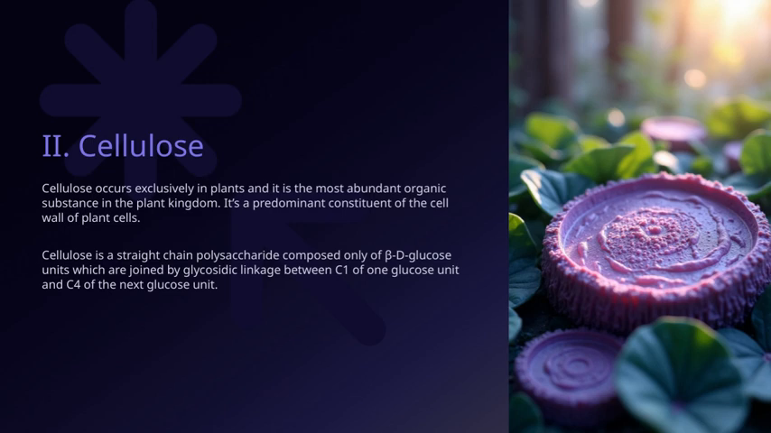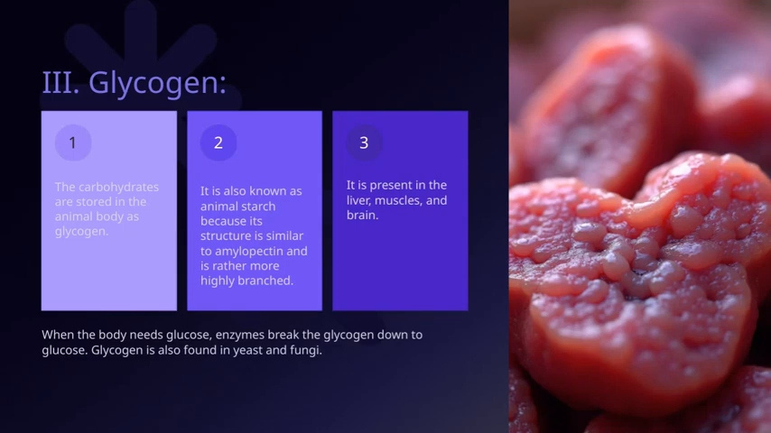Glycogen is primarily stored in the liver, muscles, and brain, serving as a vital energy reserve. When our body needs a quick source of glucose, enzymes come into play and break down glycogen into glucose molecules that can be easily used for energy. Interestingly, glycogen isn't unique to humans. It's also found in yeast and fungi, highlighting its importance across different organisms.